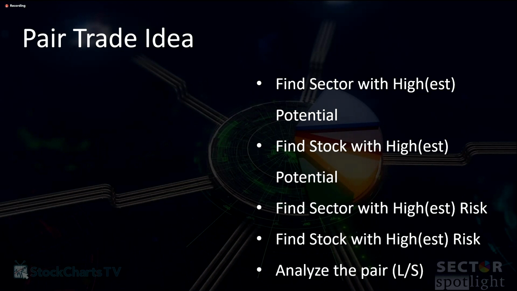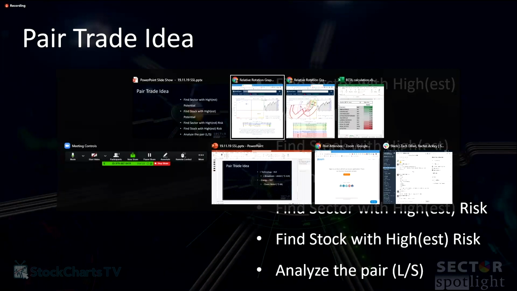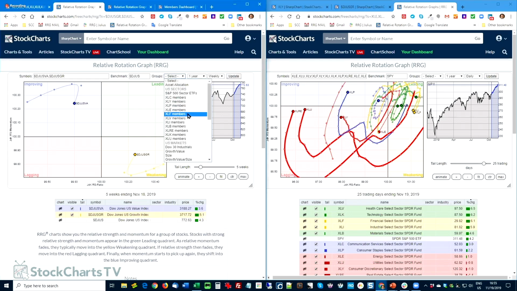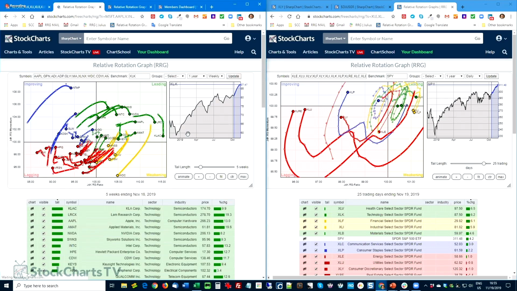And then, I like to always get some sort of a confirmation from the actual charts itself. So I use the RRG to come up with the idea, to figure out the sectors and the stocks that I want to bring into the idea. And then I actually look at that pair trade on one chart. I already told you that I like the technology sector best right now. So it's not a surprise that we're going to look inside the technology sector for promising stocks.